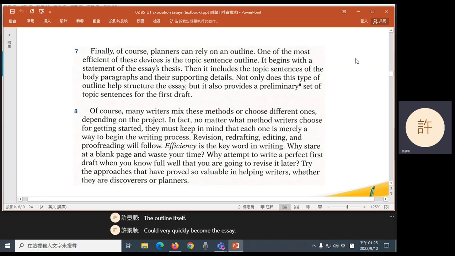I mean, if you think about it, an essay is simply a collection of sentences. And an outline is also a collection of sentences, just not as many sentences. So you can move very quickly from an outline of important sentences, and you add in more sentences to connect these important sentences, and then you would immediately have your first draft.